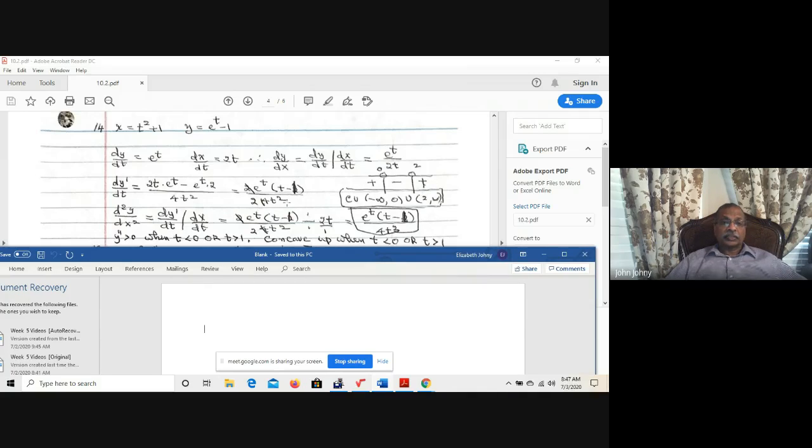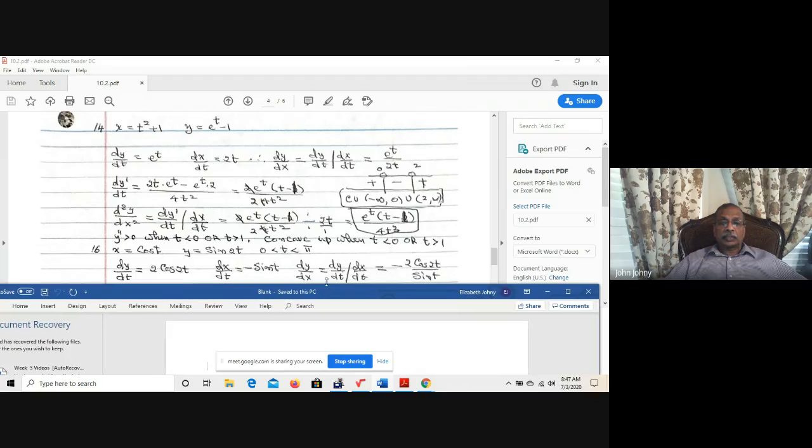That is it. So d squared y over dx squared is dy prime over dt divided by dx over dt. So that is the whole expression divided by 2t. And it becomes e to the t times (t minus 1) in the numerator, 4t cubed in the denominator. You have 2t squared times 2t, that is 4t cubed in the denominator. y double prime is positive when t is less than 0 or t is greater than 1.